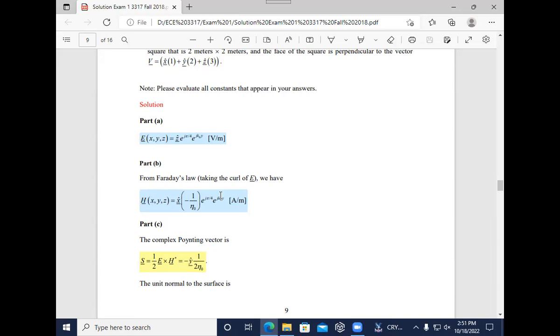So this is our final answer. How did you jump from this term to the final answer in simplification? Okay, now k zero is omega times the square root of mu zero epsilon zero. The omega is going to cancel. And then eta is the square root of mu zero over epsilon zero, so 1 over eta zero is the square root of epsilon zero over mu zero.